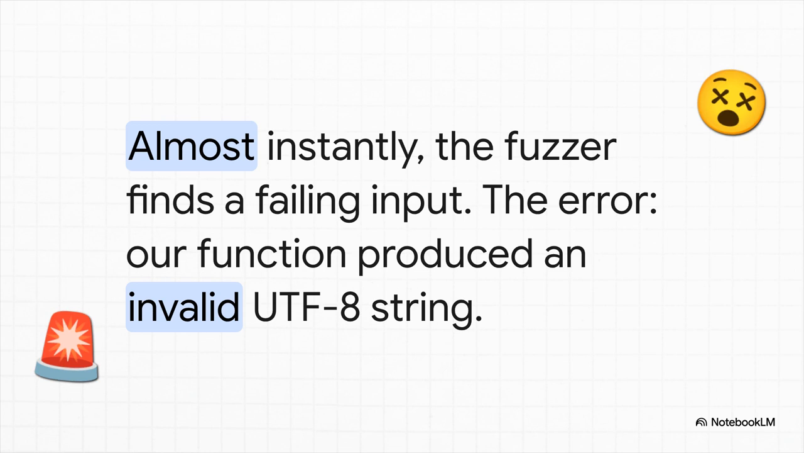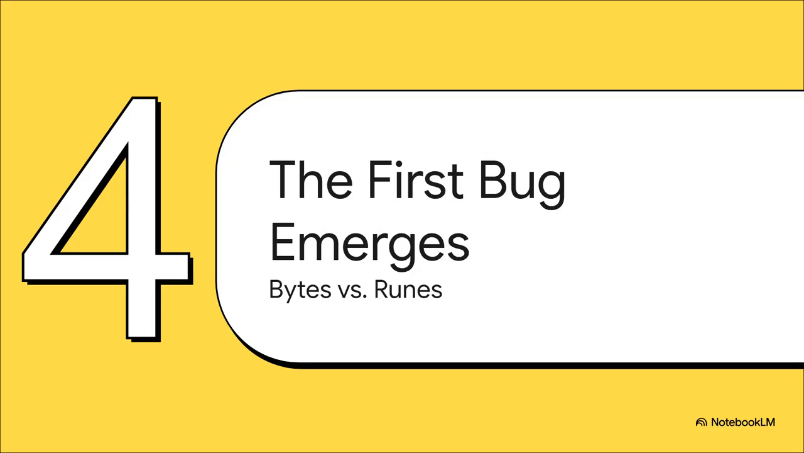It immediately found an input that makes our function spit out an invalid UTF-8 string, something our unit test never would have caught. So what happened? Why did it fail so quickly? That error message is our first big clue. We're not just getting the wrong answer, we are fundamentally breaking the string's encoding.